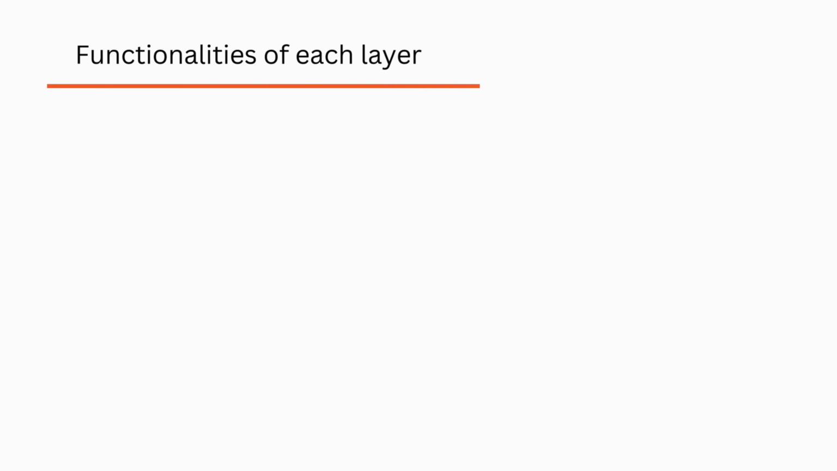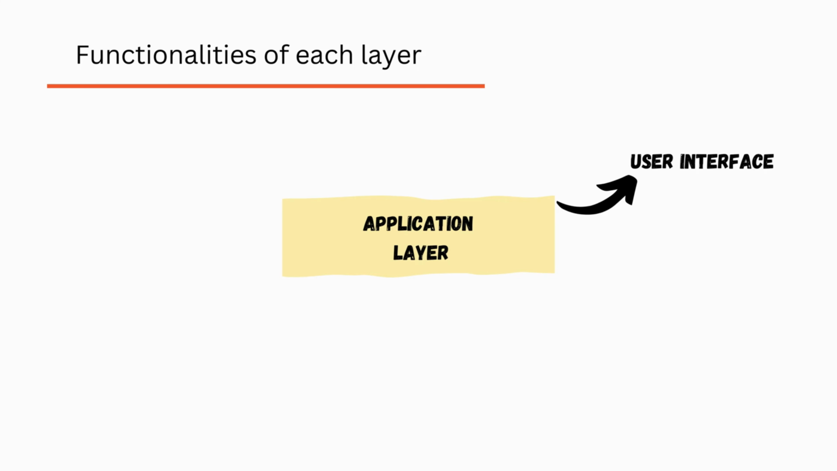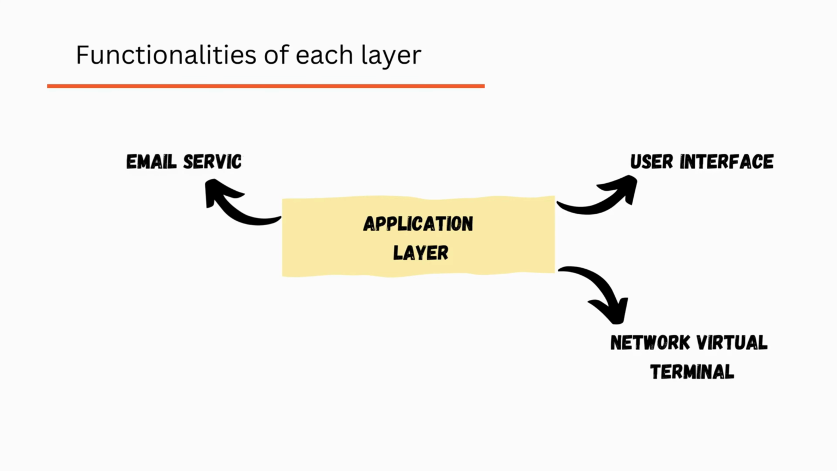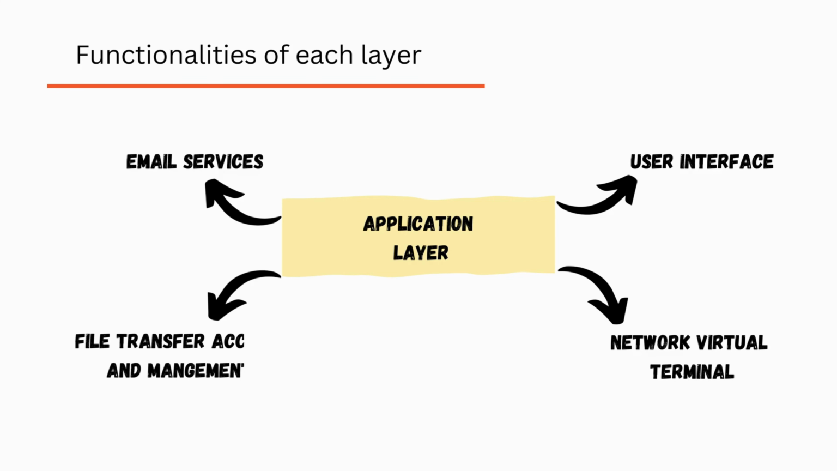Now let us go deep into the functionalities of each layer. Since we are coming from the top, our first layer will be the application layer. Its major functionalities are that it is used as a user interface, it is used as a network virtual terminal, it can help in email services, and it is also used for file transfer access and management control. Now we will be going a bit deeper into every major functionality of the application layer.